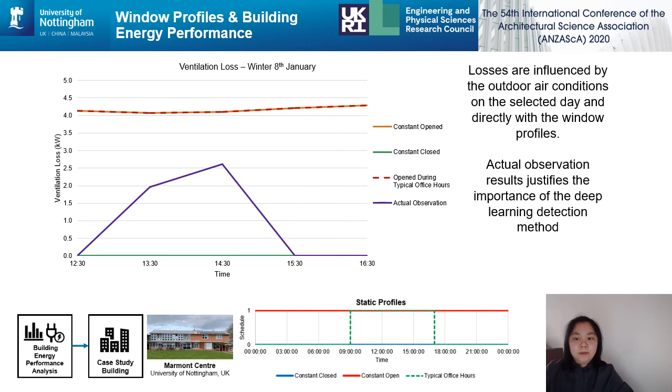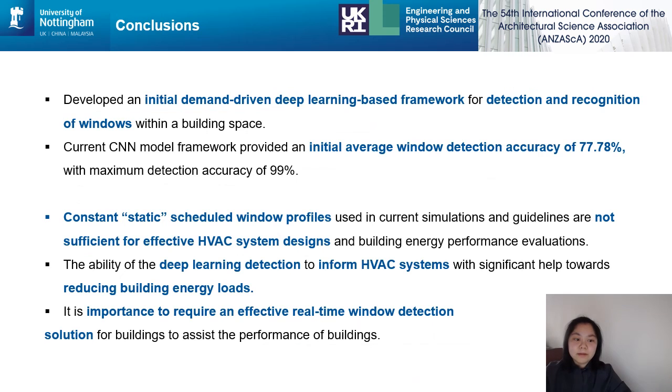Therefore, this shows the importance of needing this approach to recognize the conditions of windows for a better understanding of the true building requirements. In conclusion, we have developed an initial demand-driven, deep learning-based framework for the detection and recognition of windows. The current model provides an initial average window detection accuracy of 77.78%. The use of constant static scheduled window profiles is not sufficient for effective HVAC system designs and building energy performance evaluations. Therefore, the ability of this deep learning detection to inform HVAC systems will significantly help towards reducing building energy loads. It is important to have an effective real-time window detection solution to assist building energy performance.